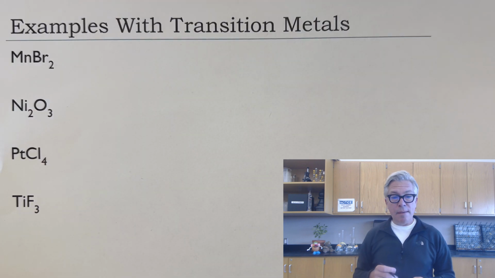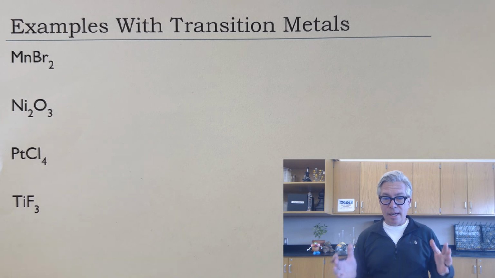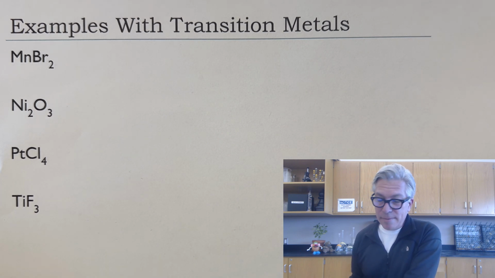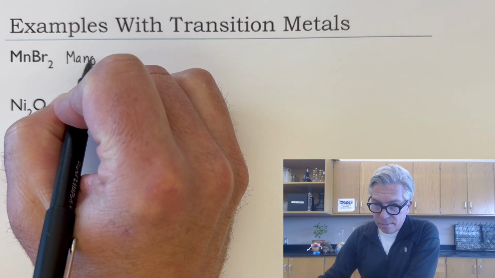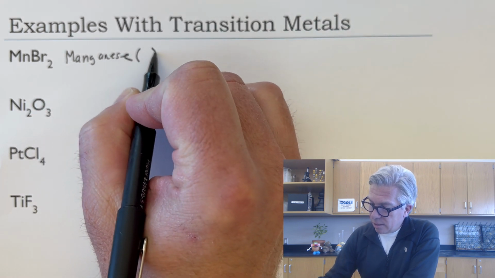Starting with this first one, MnBr2. So I'm looking at my periodic table. I see Mn. I see it's in that middle section with the transition elements. So I'm thinking, yeah, it's going to need a Roman numeral. So let's first write the name of it. Manganese. Okay, and let's leave a spot.